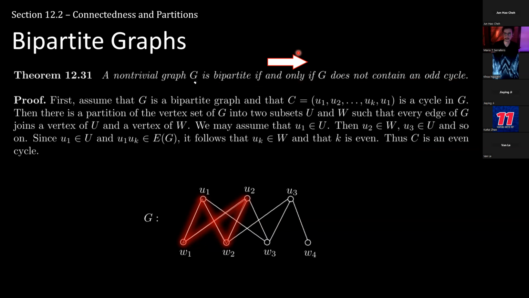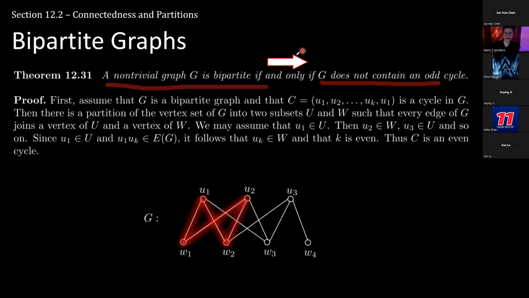So we're going to go one direction. First, we assume that G is a bipartite graph, and say that C is a cycle in G. The statement says if G does not contain an odd cycle. So if it doesn't contain a cycle, then it definitely doesn't contain an odd cycle. So we're going to look at what happens when it does contain a cycle.